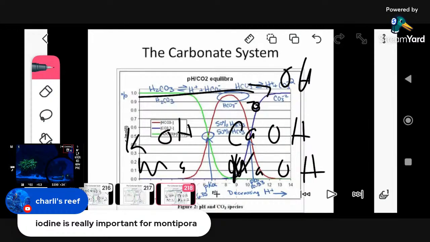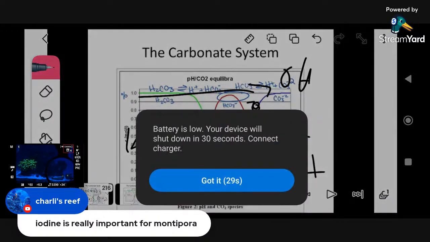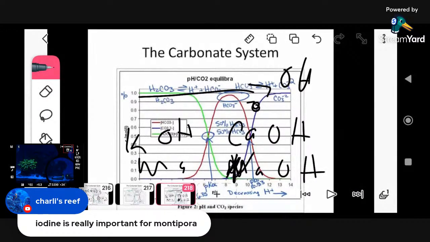Well, anyways, I don't know if this was the Na. Well, there's sodium and magnesium. Okay, I don't know if this was the N or what. Ah, it's going to die. Hold on, guys. Let me get the charger real quick.